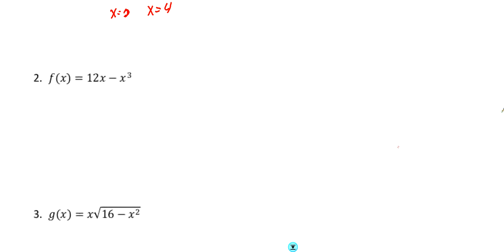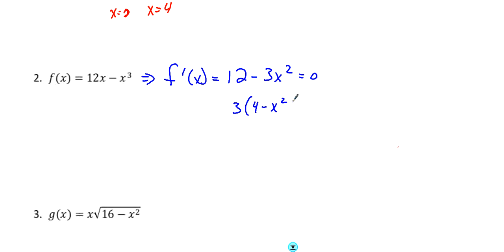Now, the second one, same process. So the first thing you do is find the derivative, so we can find our critical points. So find the derivative, which is 12 minus 3x squared. Set it equal to 0. Factor. So we take out our greatest common factor, which is 3, so we get 4 minus x squared. Then set 4 minus x squared equal to 0. So you get 4 equals x squared, so x equals plus or minus 2.